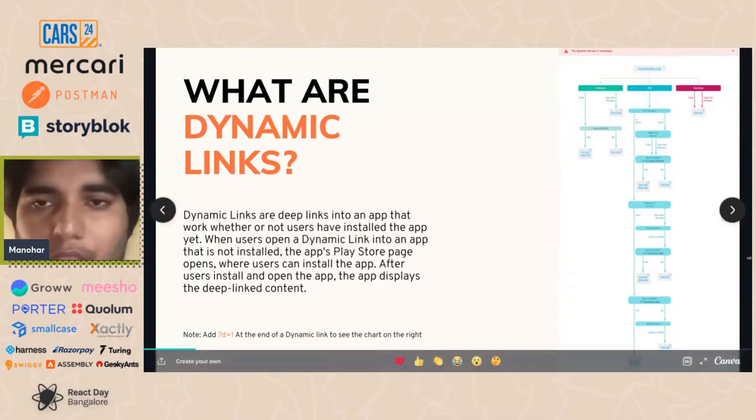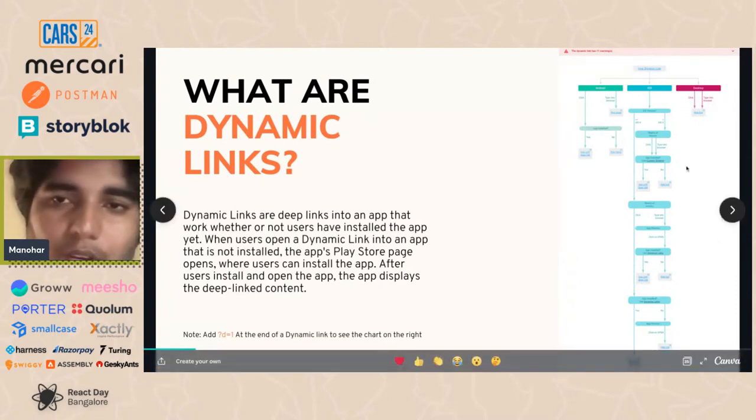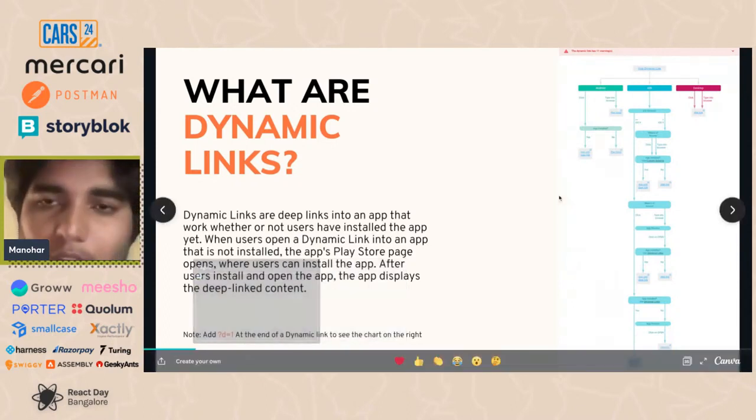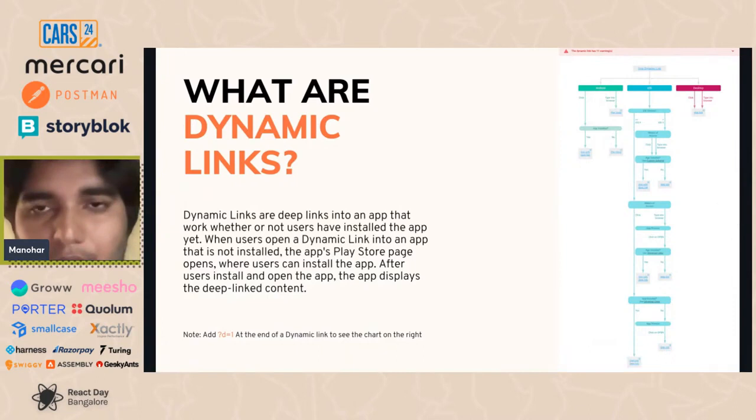If you look at the chart on the right side, this is how you normally debug dynamic links. If you just add d=1 at the end of any dynamic link, you can see a chart like this, so you can debug how the dynamic links behave on the different platforms.